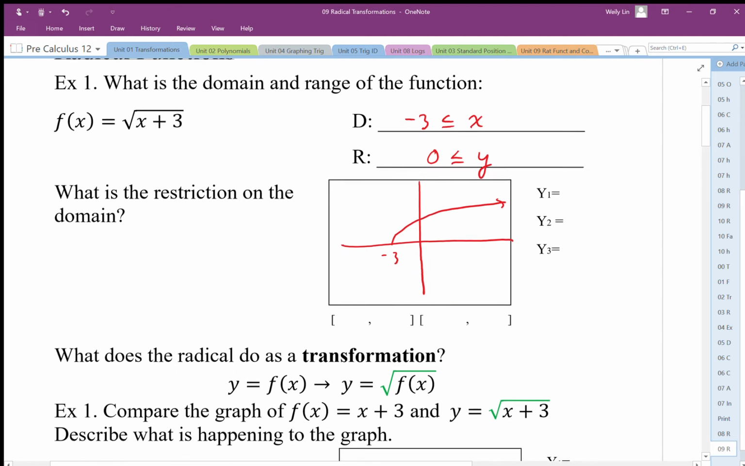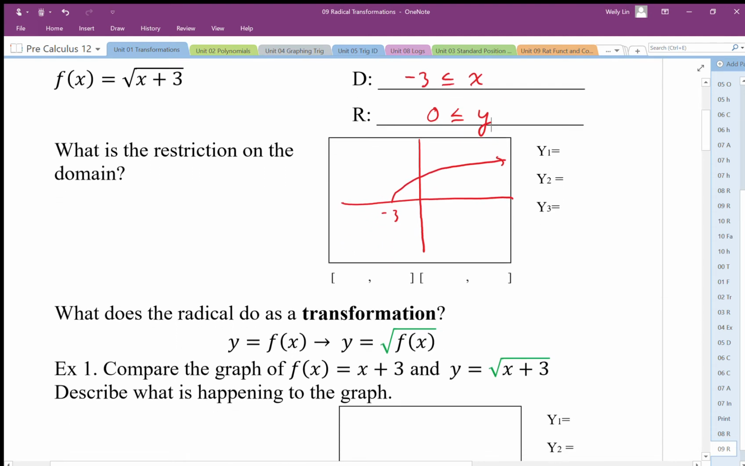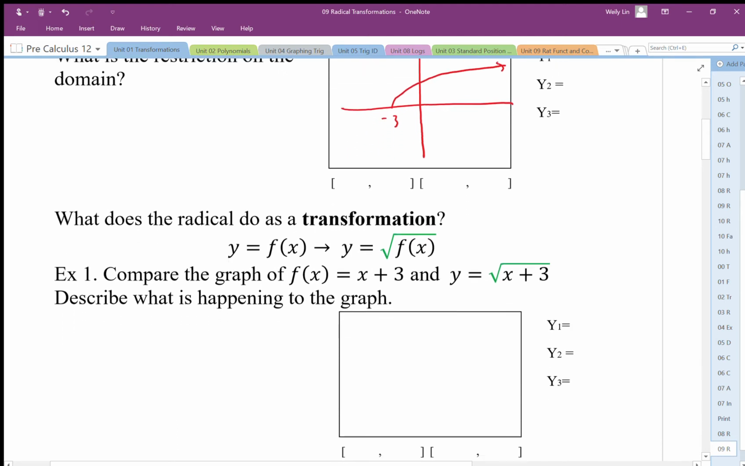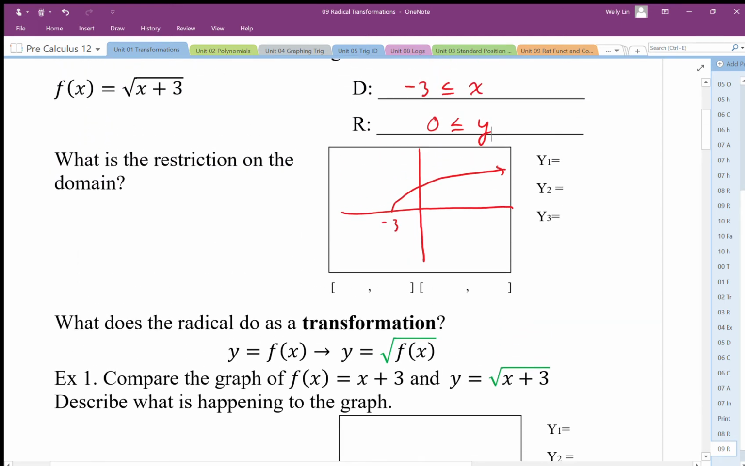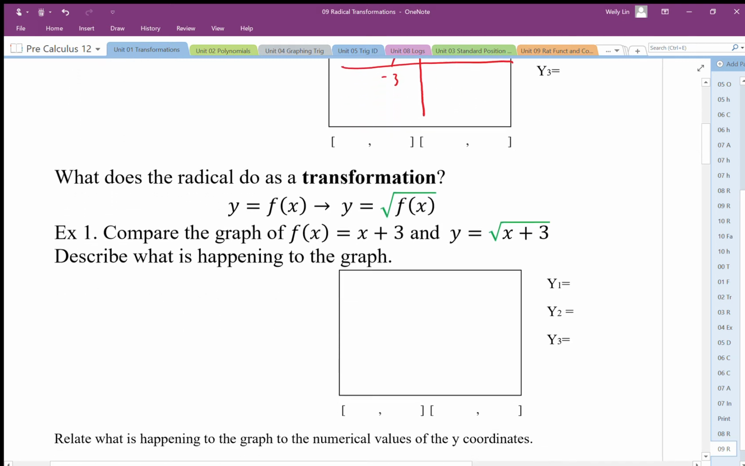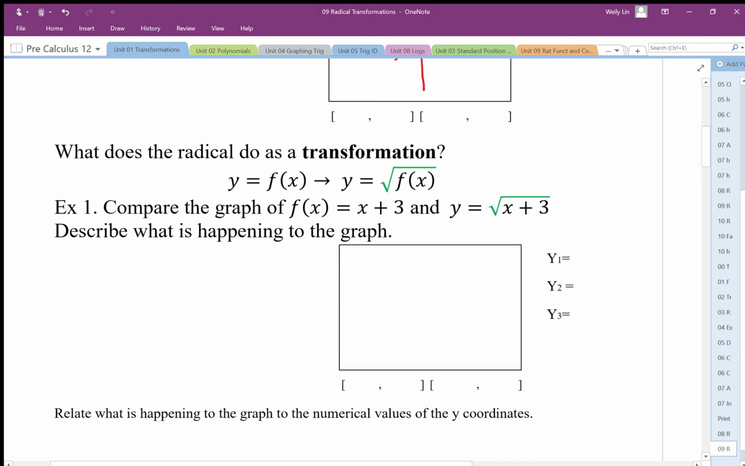So what does the radical do as a transformation though? So before we were just kind of analyzing radical functions, but what does the radical do as a transformation? Okay, so we're going to look at the radical as a transformation now. To do that, we can take a look at the original function f of x as a linear function, and I'm going to draw this as a linear function. It's got a slope of 1 and a y-intercept of 3.